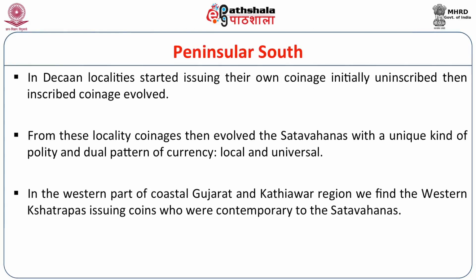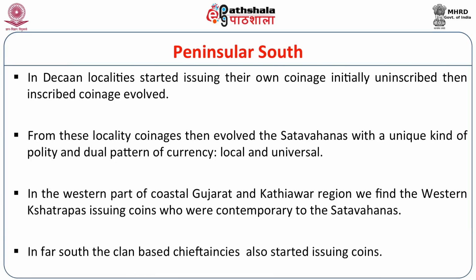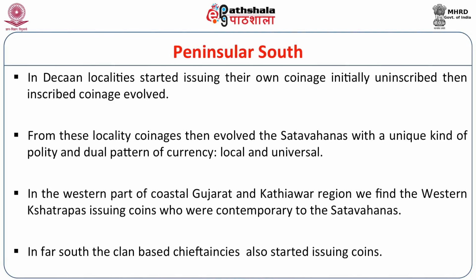In the western part of the coastal Gujarat and Kathiawar region, we find the western Kshatrapas. So the western Kshatrapas are basically the Shahratas followed by the Kardamakas. They issued coins contemporary with the Satavahanas in the western region. In far south, we have clan-based polities, and among the chieftaincies, we have the major powers, Cholas, Cheras, and Pandyas. So all these powers also started issuing coin during this particular phase.